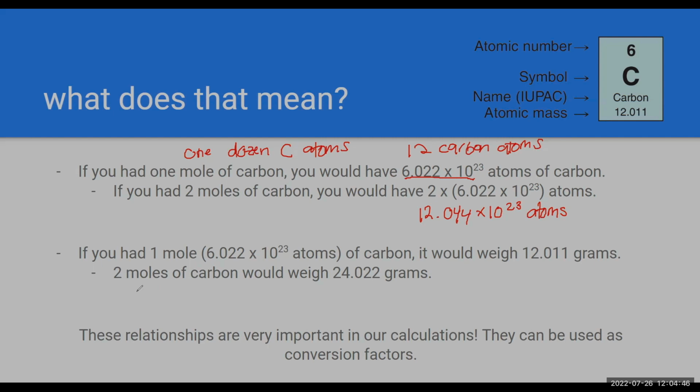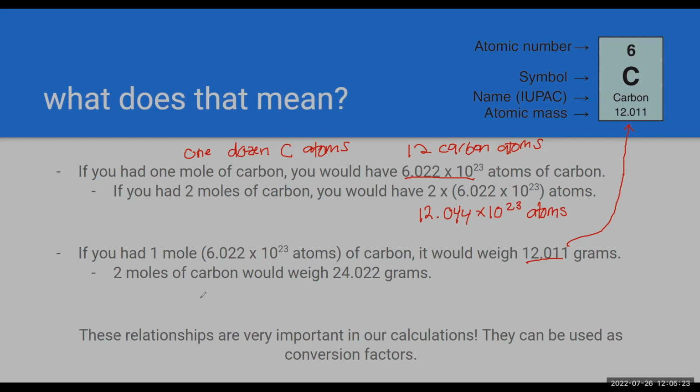Now, if I were to also have 1 mole of carbon atoms, which is equal to, once again, 6.022 times 10 to the 23 atoms of carbon, it would weigh 12.011 grams. So that 12.011 actually just comes from the atomic mass that you see up here in the element symbol with the mass and all that stuff. So if I were to weigh that and say I have 2 moles of carbon, then it would actually just be double that weight in grams.